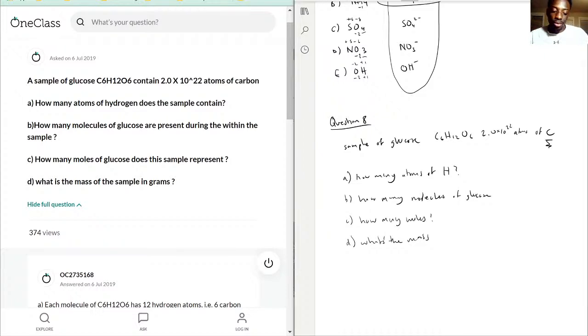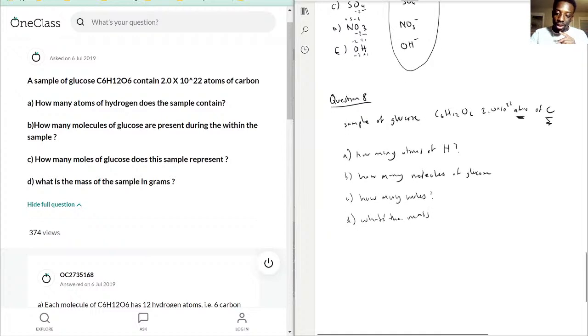So right off the bat, we have something that's dealing with atoms. So we need Avogadro's number, and that's the amount of particles per mole. That is 6.022 times 10 to the 23rd atoms per mole. But that will come in later.